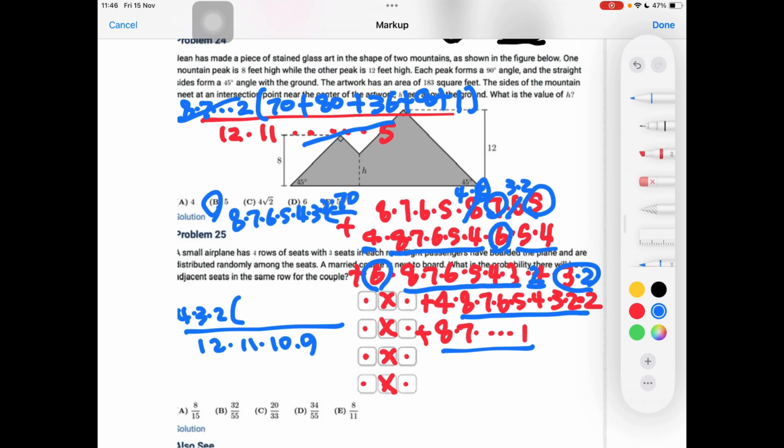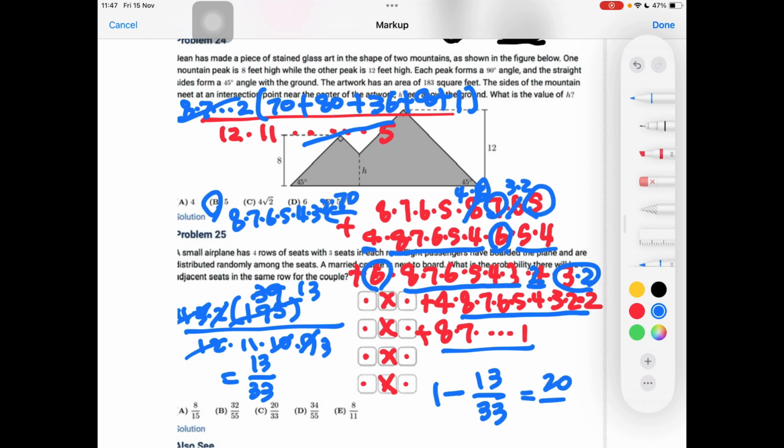And 150 and 45, 195. So 12. So 2, 5, 39, 3, 13. So now we have 13 over 33. But we need to remember, we made this one the totally opposite side. So the final answer is 20 over 33.